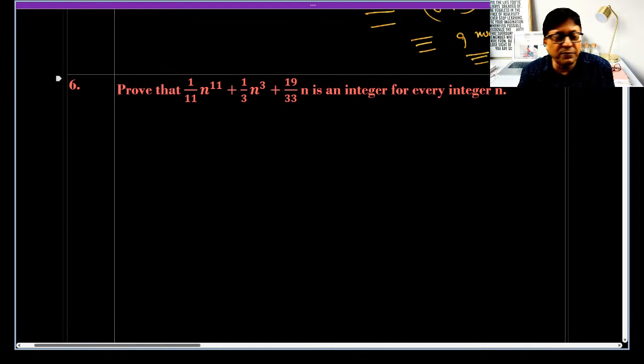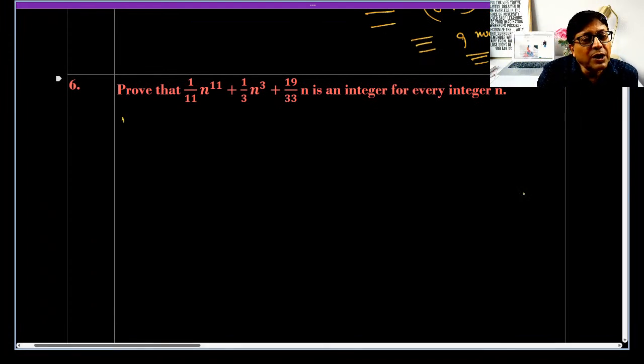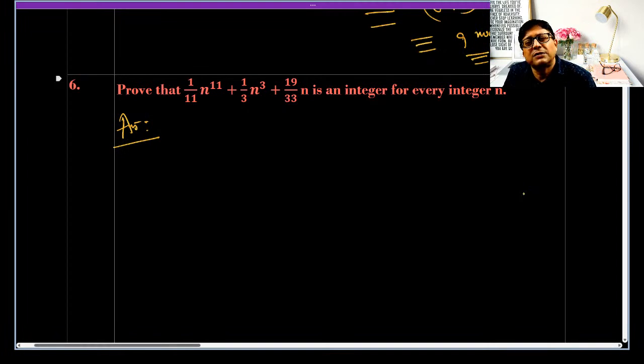Think about this sum. Before I do it here, you should try to do it on your own. Prove that n to the power 11 by 11... 11 is what? A prime number. n cube by 3, 3 is what? A prime number. So it is possible to use Fermat's theorem.